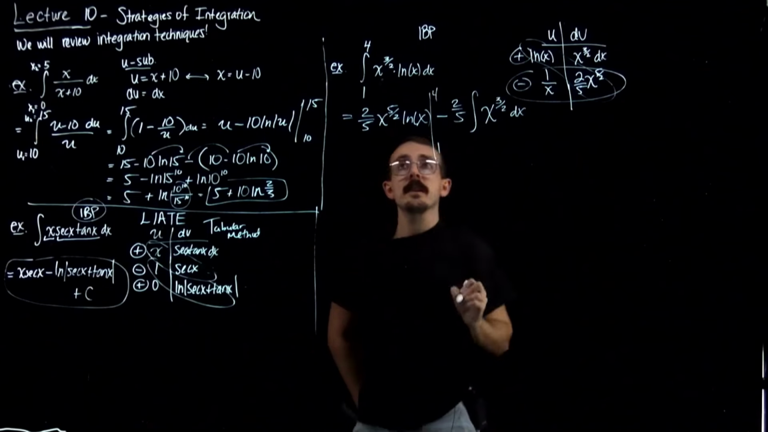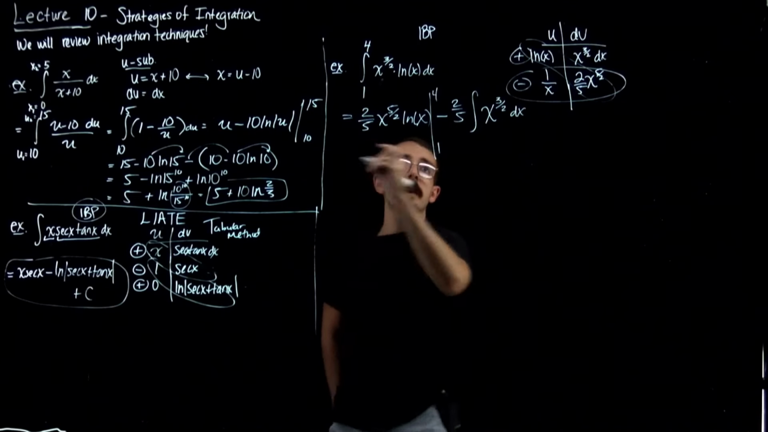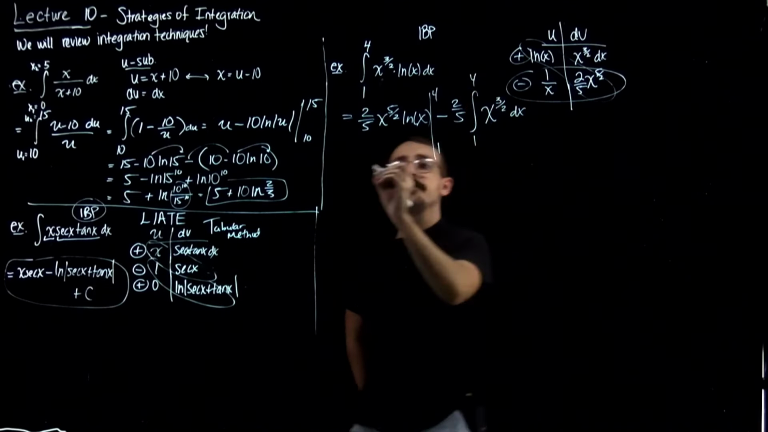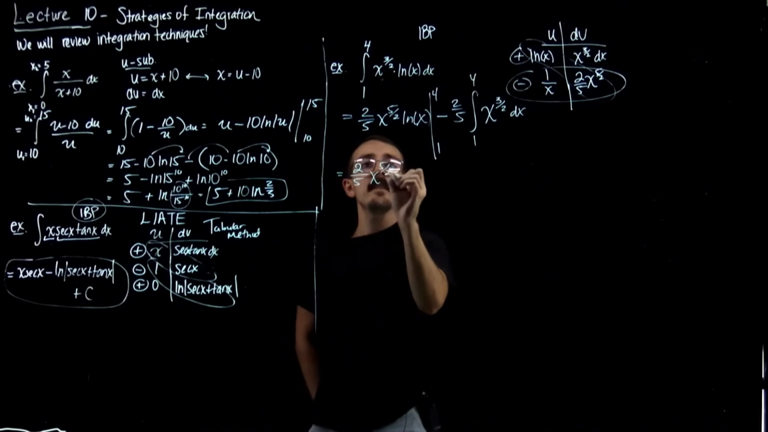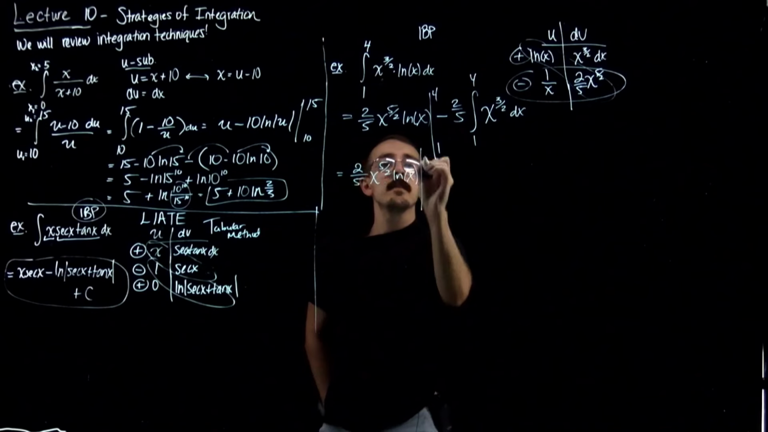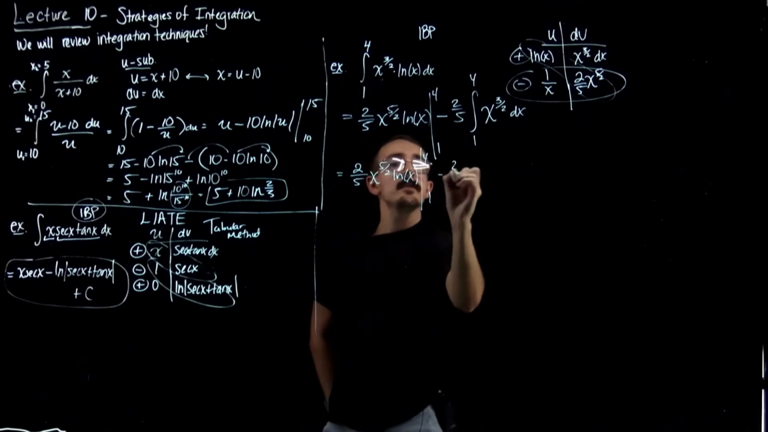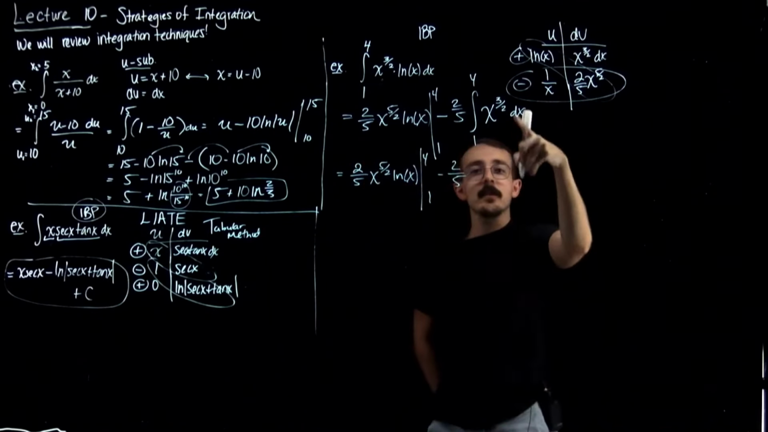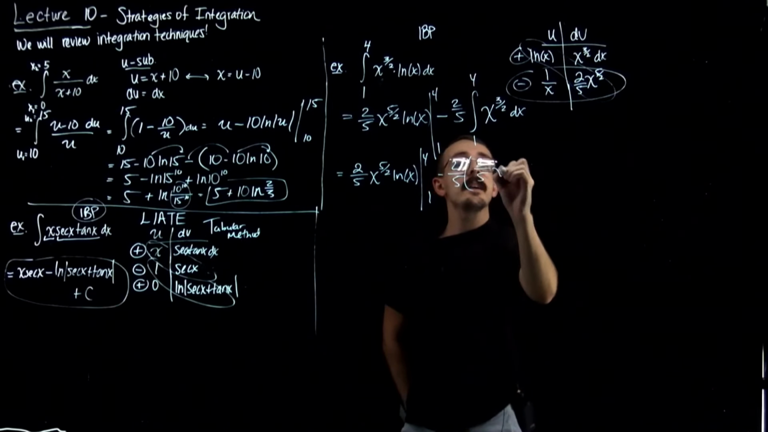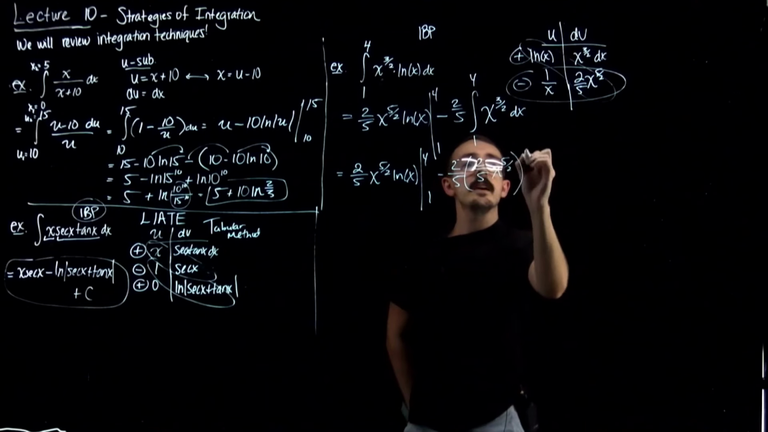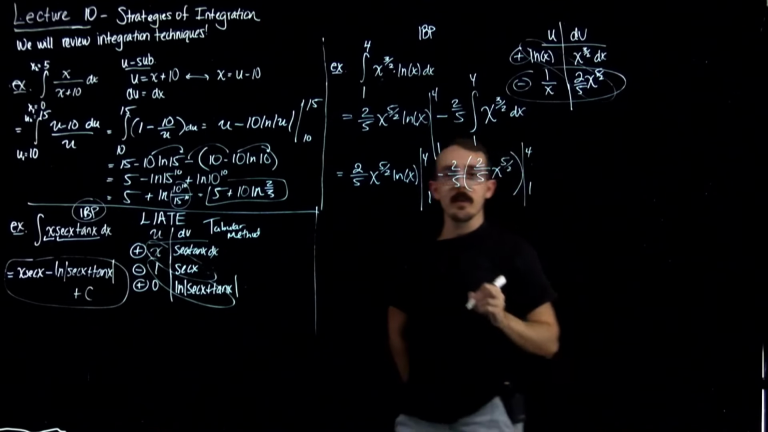This, I've integrated it. So that's from 1 to 4, because that's what the bounds were here. So here I have 2/5 x to the 5/2 ln x, from 1 to 4, minus 2/5. I just did this integral over here. This is 2/5 x to the 5/2. And now I get to plug in 4 and 1 to this one.